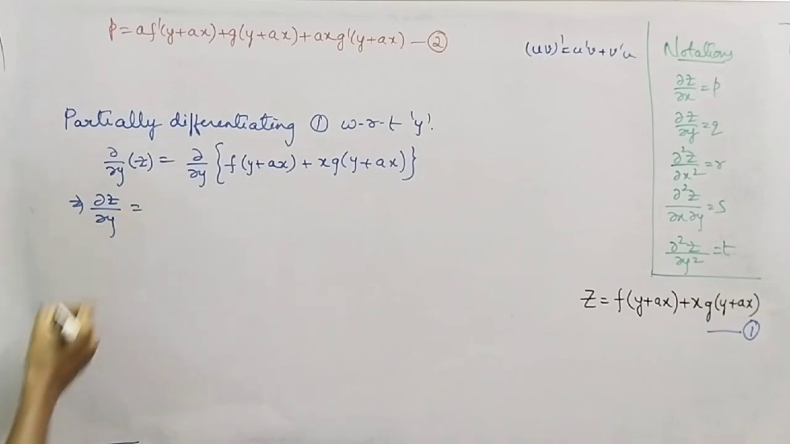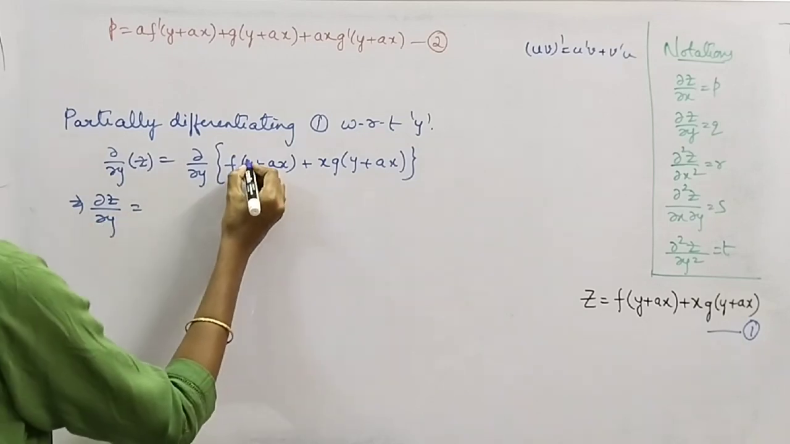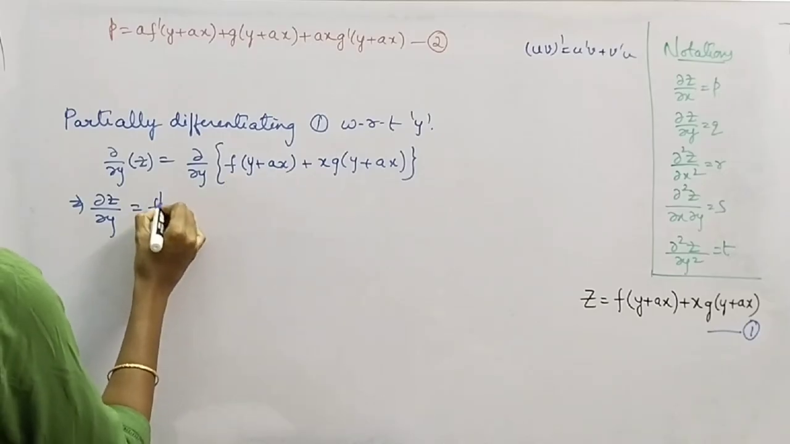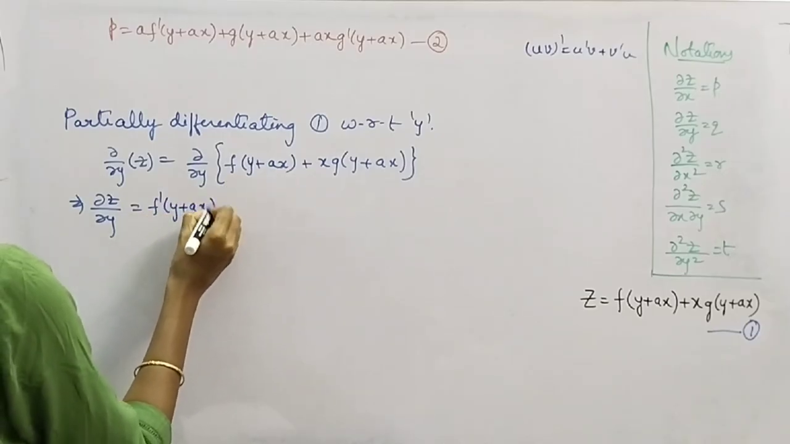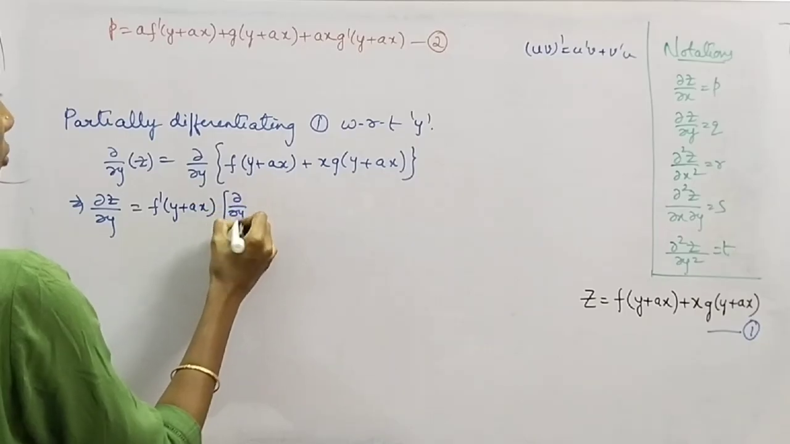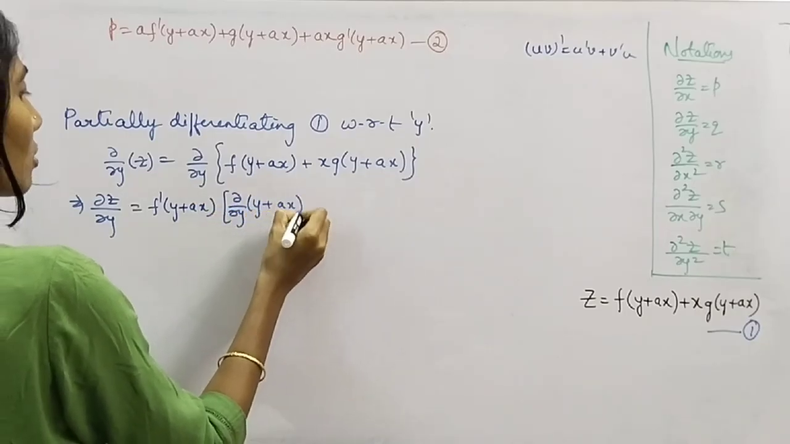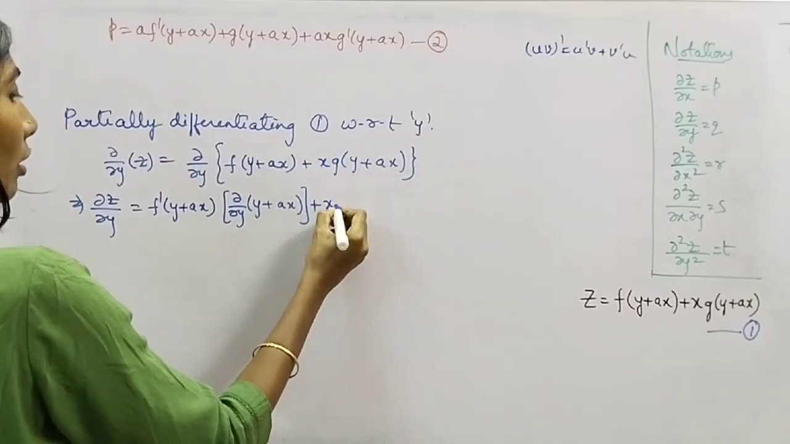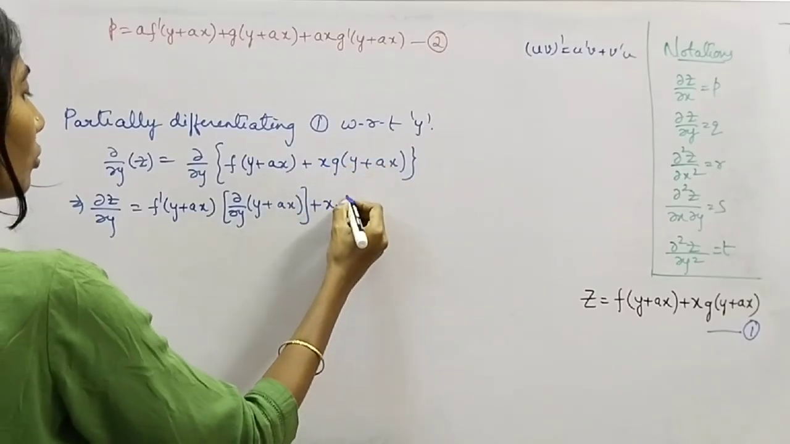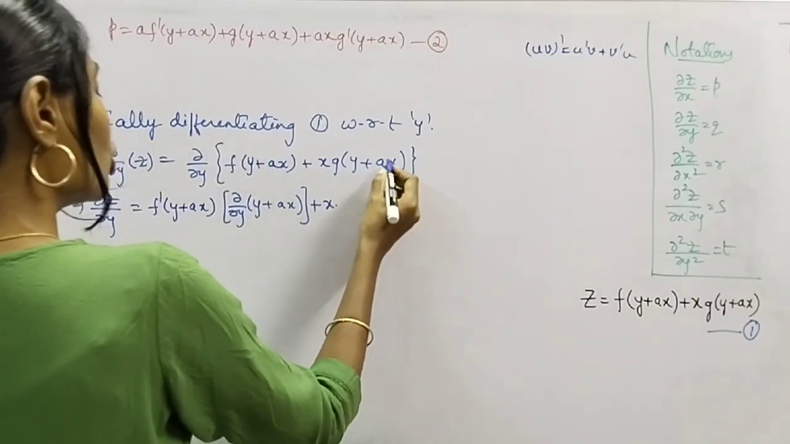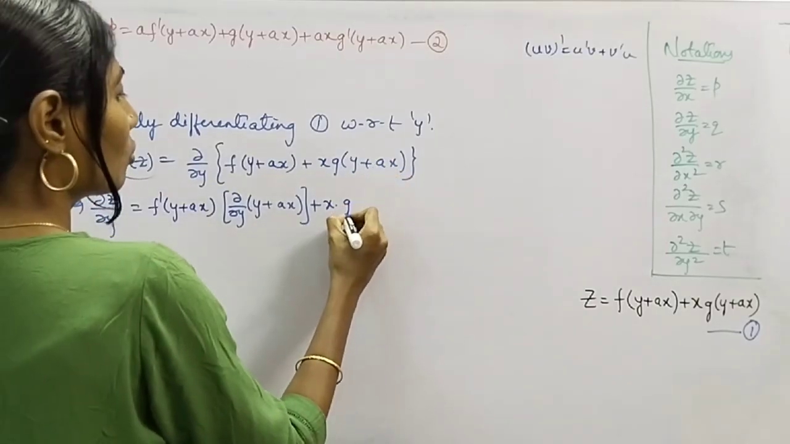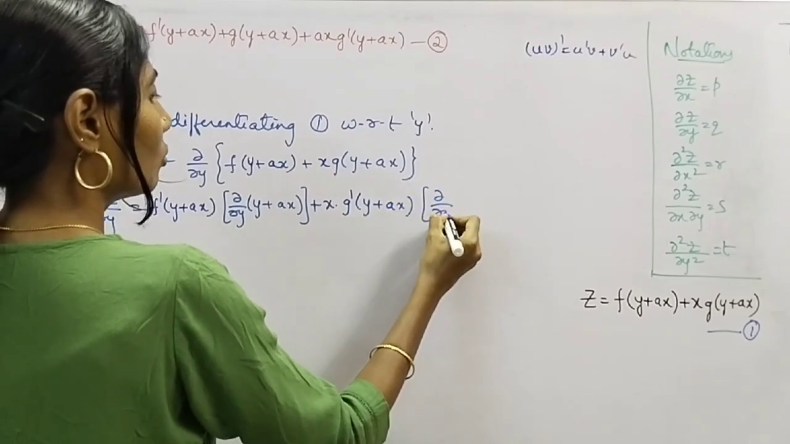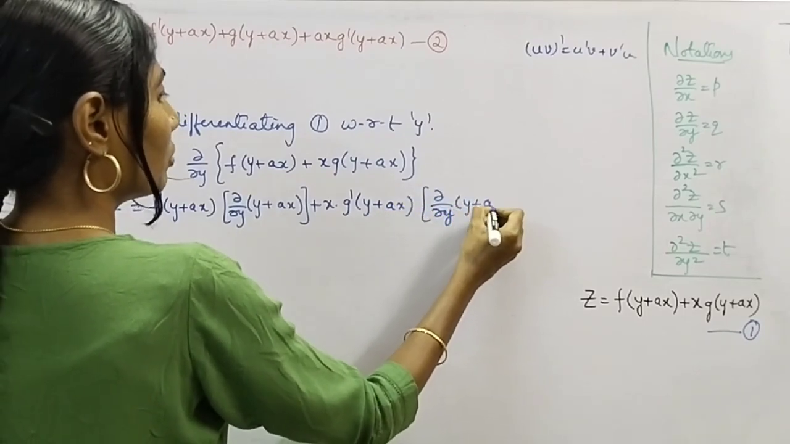Here we are partially differentiating with respect to y, so we'll treat x as constant. Partial derivative of f of y plus ax is f dash of y plus ax into inner derivative dou by dou y of y plus ax, plus, here you're having x which is constant, right? Write x into partial derivative of g of y plus ax, which is g dash of y plus ax into inner derivative dou by dou y of y plus ax.